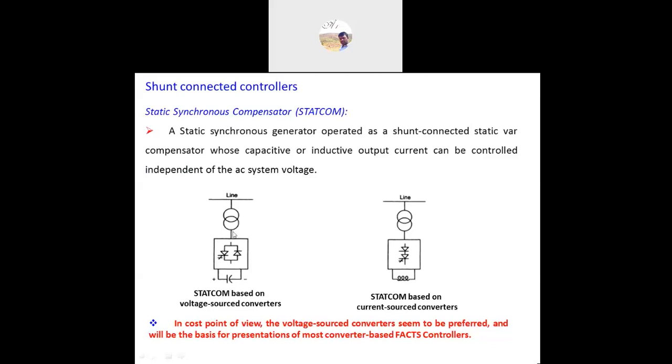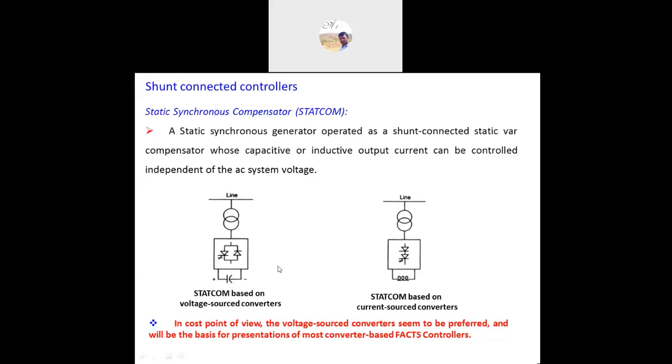Okay, if it is a voltage source, it will be used with the capacitor. If it is STATCOM, these are the shunt controllers. Shunt means it is going to inject voltage or current in the transmission line. There are two types of converters: the voltage source converter and the thyristor controlled one, which is also called a current source converter. Here the voltage source we are using as a STATCOM is connected in parallel with the line.